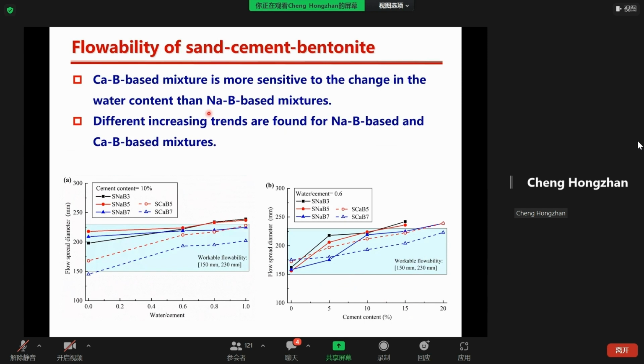From the flowability test results, we can find that both the effect of water to cement ratio and the cement content, these two factors, were considered in our studies. Based on the left picture results, calcium bentonite based mixture is more sensitive to the change of the water content than the sodium bentonite based mixtures, which is in agreement with the results in the first stage.